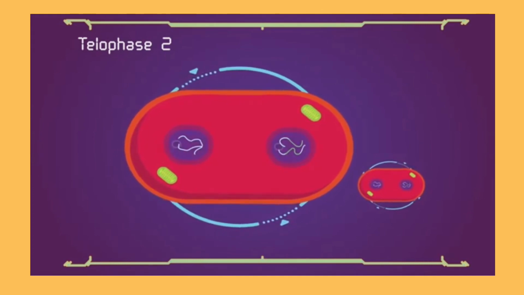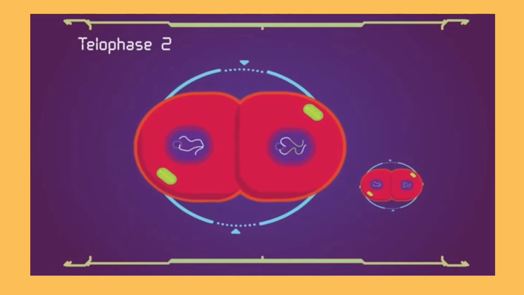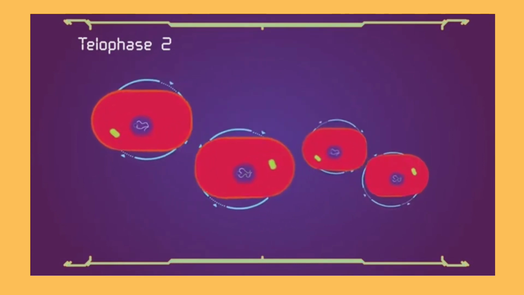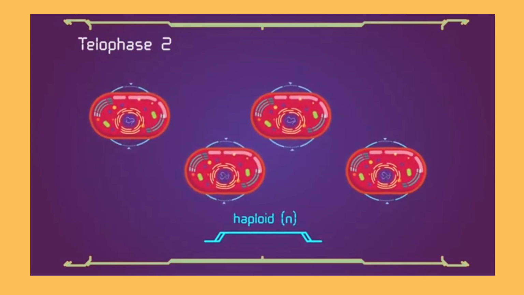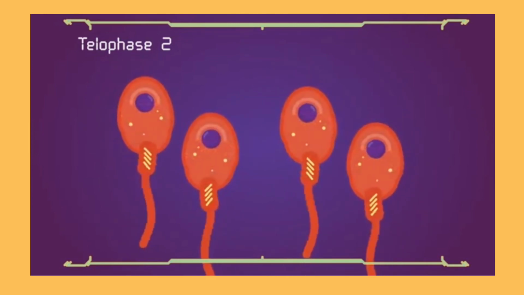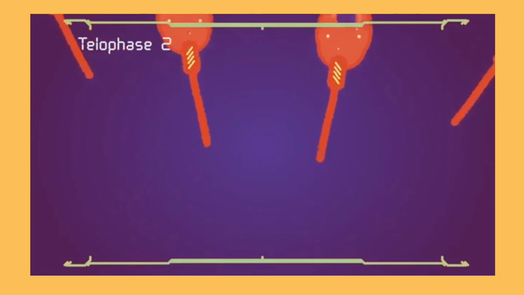Nuclear envelopes reform, and cleavage or cell plate formation eventually produces a total of 4 daughter cells, each with a haploid set of chromosomes. Meiosis is now complete and ends up with 4 new daughter cells.